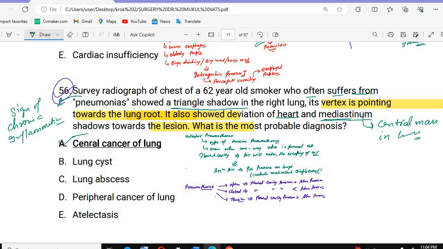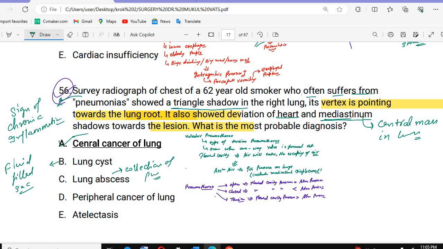But most probably they will give you either the central cancer of the lungs or the peripheral cancer of the lungs in the options. They will not give you both. Lung cyst will be there, that is fluid filled sacs, round or oval. Lung abscess means collection of pus within the lung tissue.